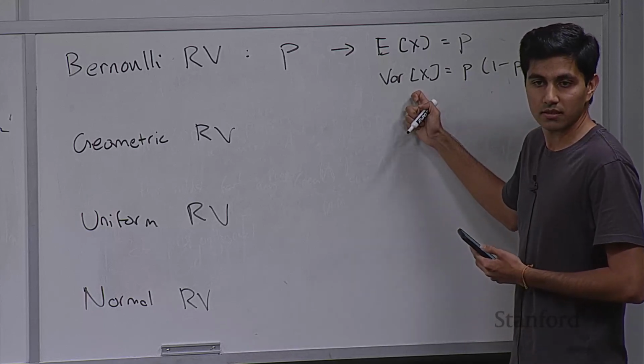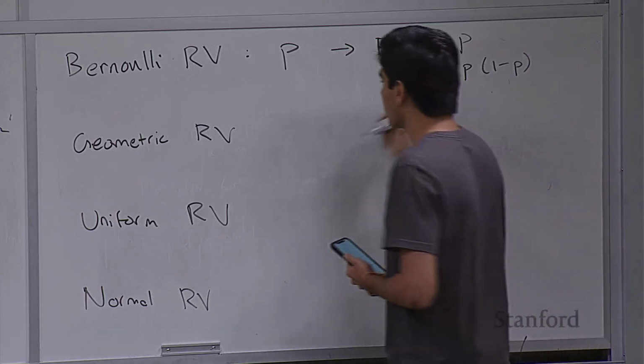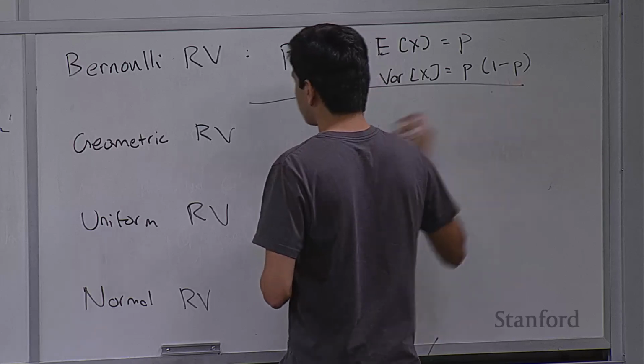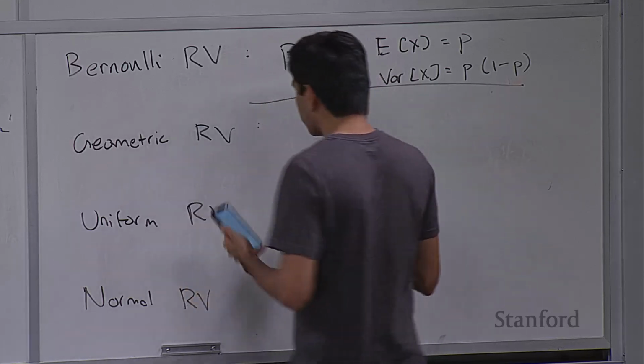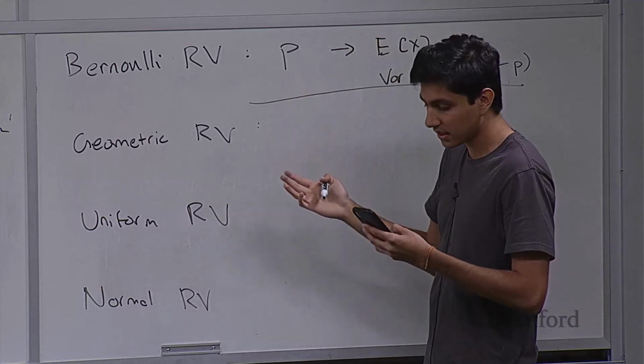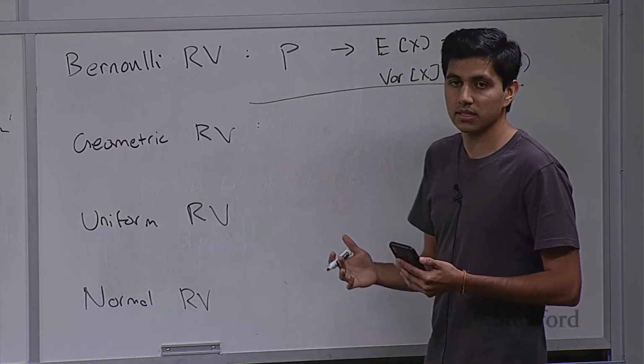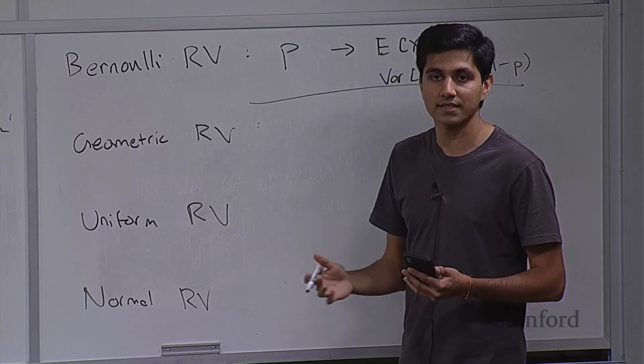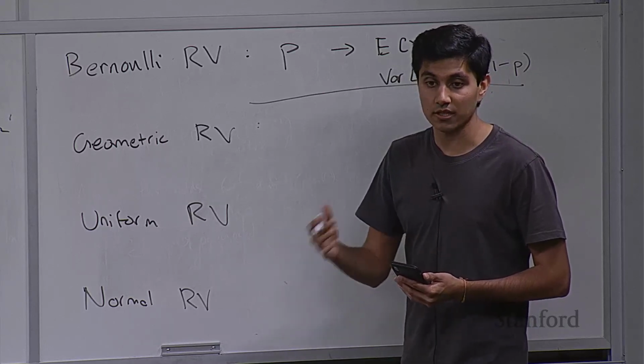Awesome. The next thing is a geometric random variable. Now, suppose you keep flipping this coin with probability p of being heads, and you want to understand how long it will take, or how many tosses it will take, until this random variable lands heads.